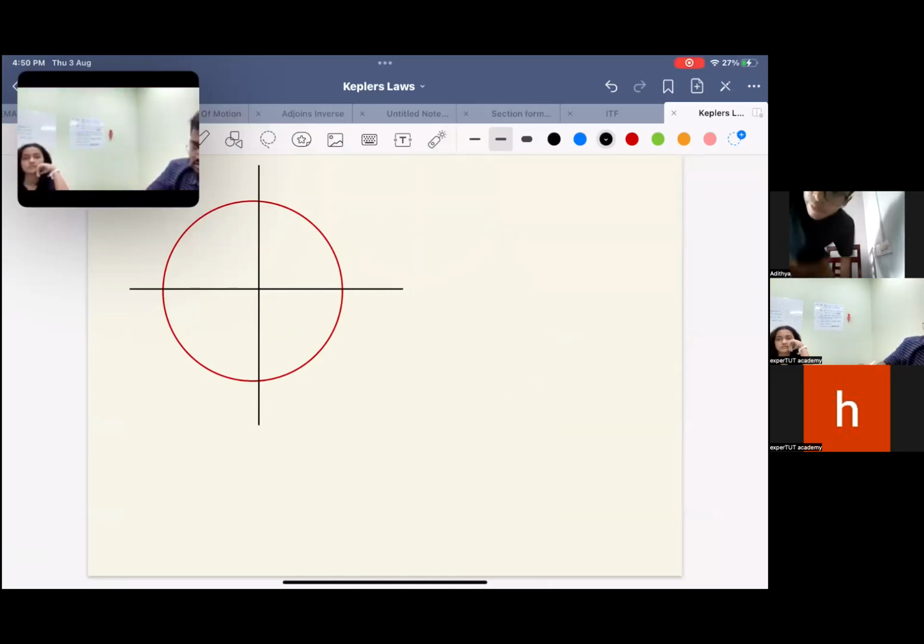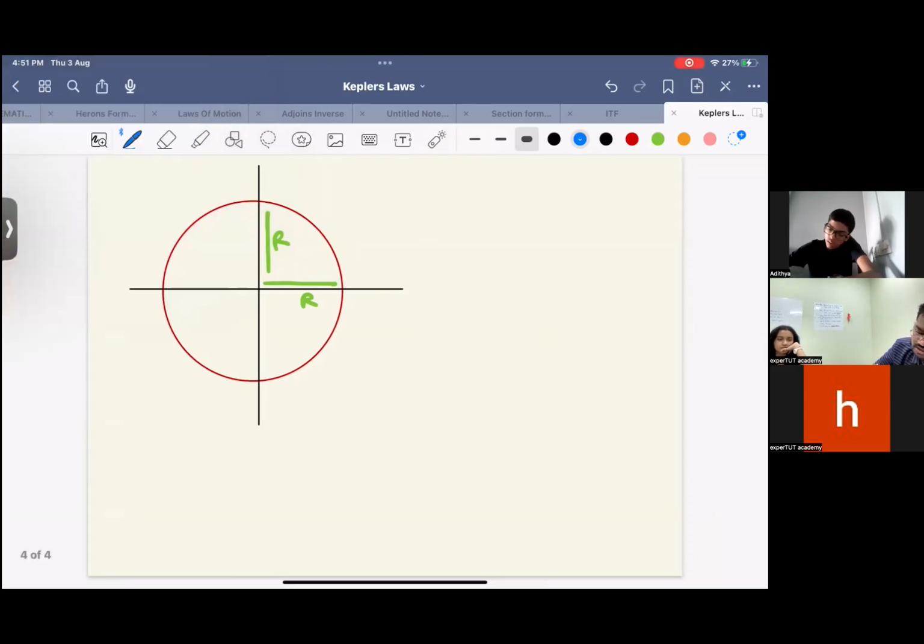In a circle, this is the radius, this is r, this is also r. The radius is the same everywhere. But in an ellipse, what happens? Along one of the axes, the length is higher, and along the other axis, the length is smaller.